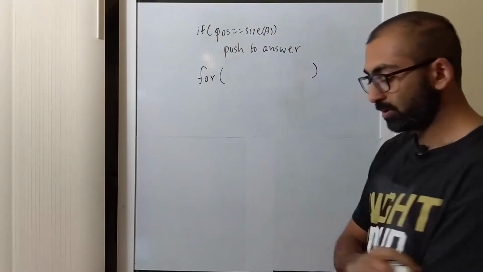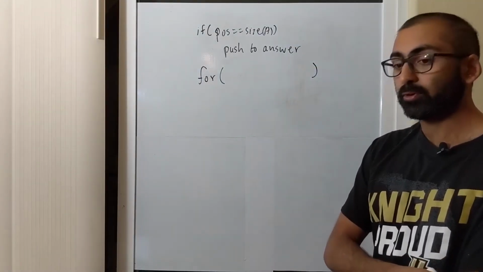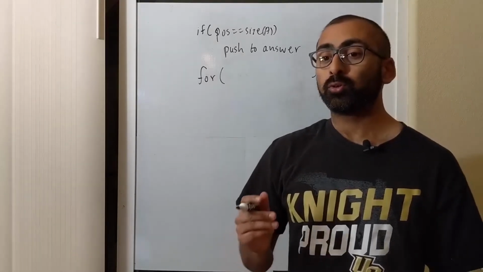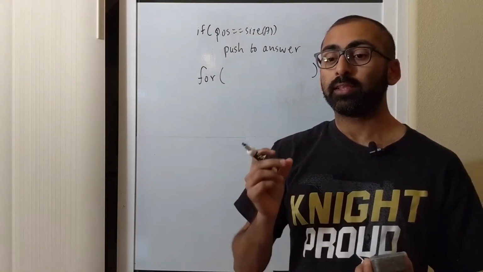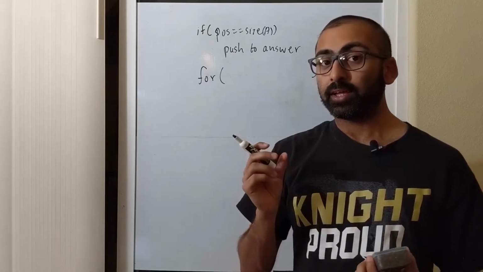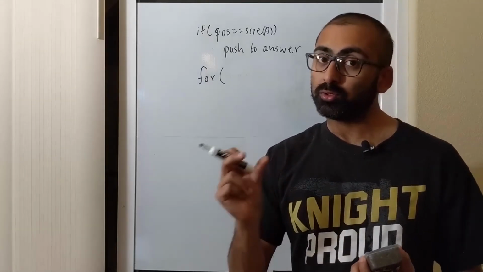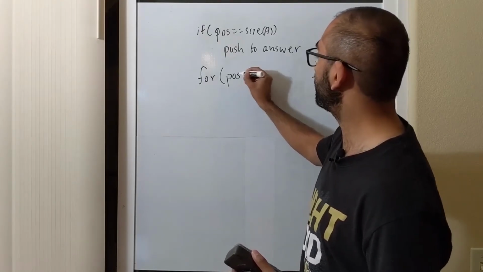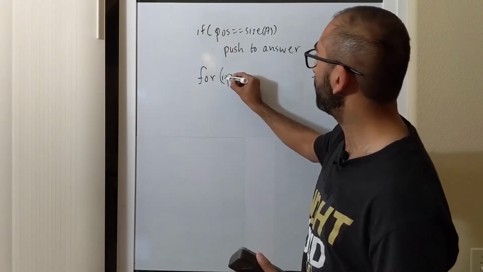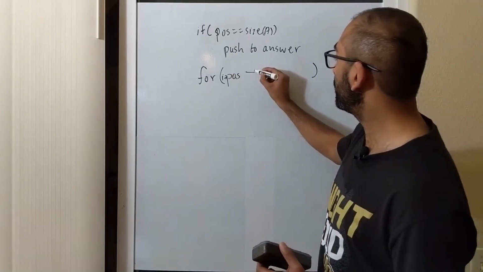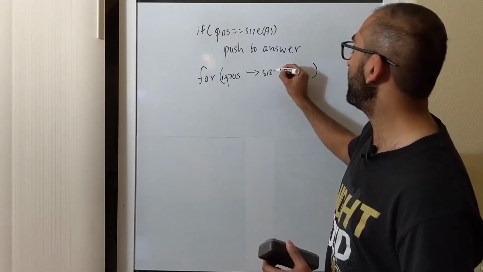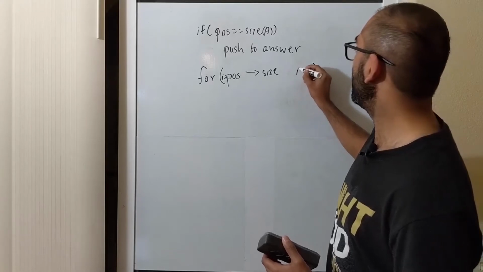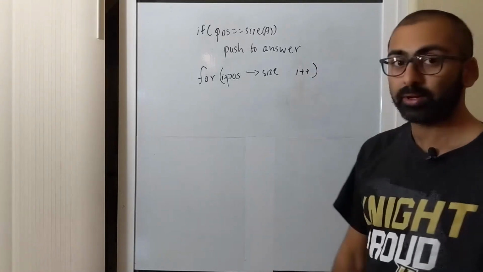Now, the significance of this for loop is to check palindromes for sizes 1, 2, 3 and 4. So what we're going to do is start from position, like i is going to start from position, and it's going to go all the way up till the size, and you increment by 1.